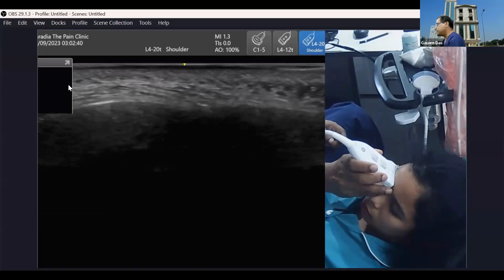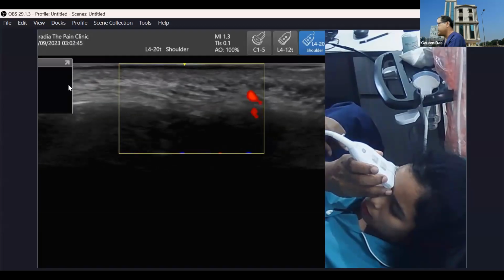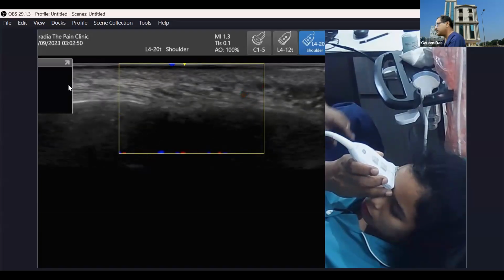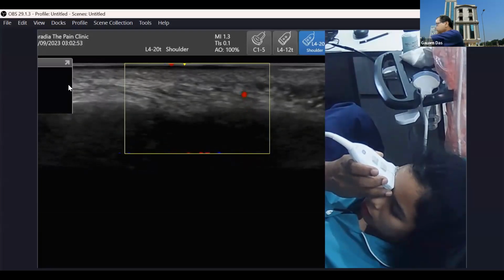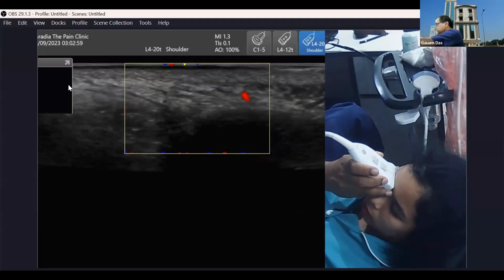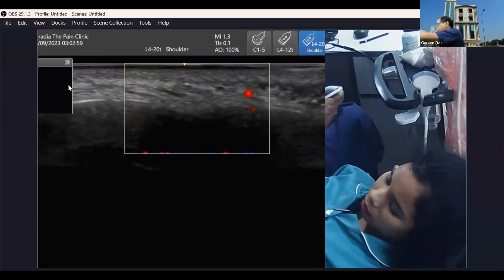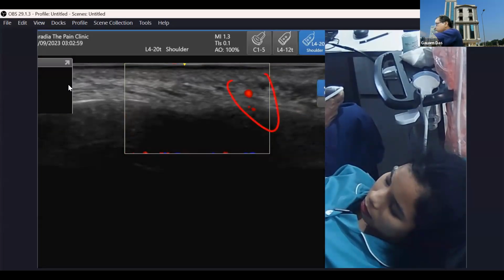You see the break here? And there you can put the color. So you can see the color at the break. Not this one, what I was telling. I'm just freezing it. There was another pulse here, another pulsation at this break. Just beside that is your nerve. So look at this break.